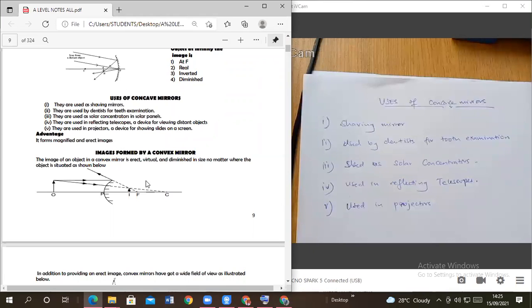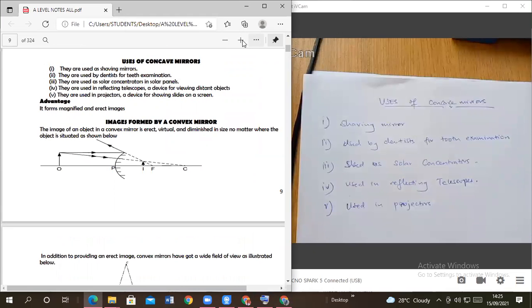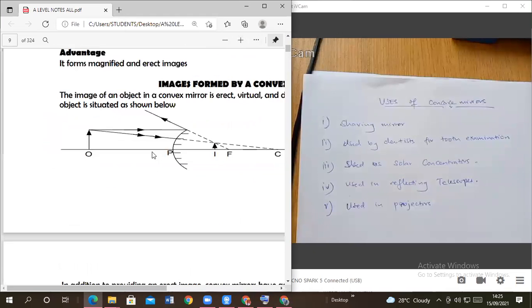A convex mirror will form an image that is erect, that is virtual, and that is diminished in size, no matter where the object is placed. Even if you place the object just here near the pole, the image that will be formed will be diminished, erect, and virtual. If you place the object far away from the pole, you still get the same result.